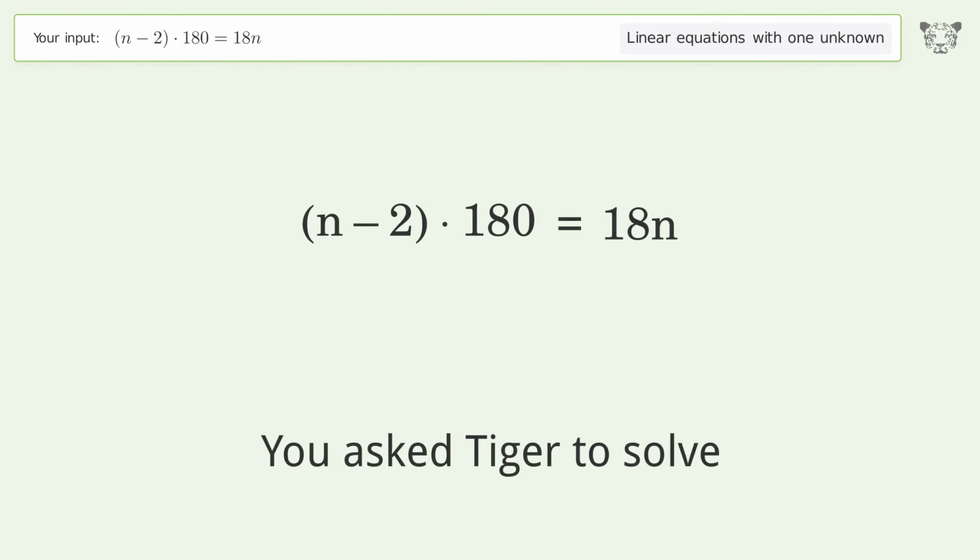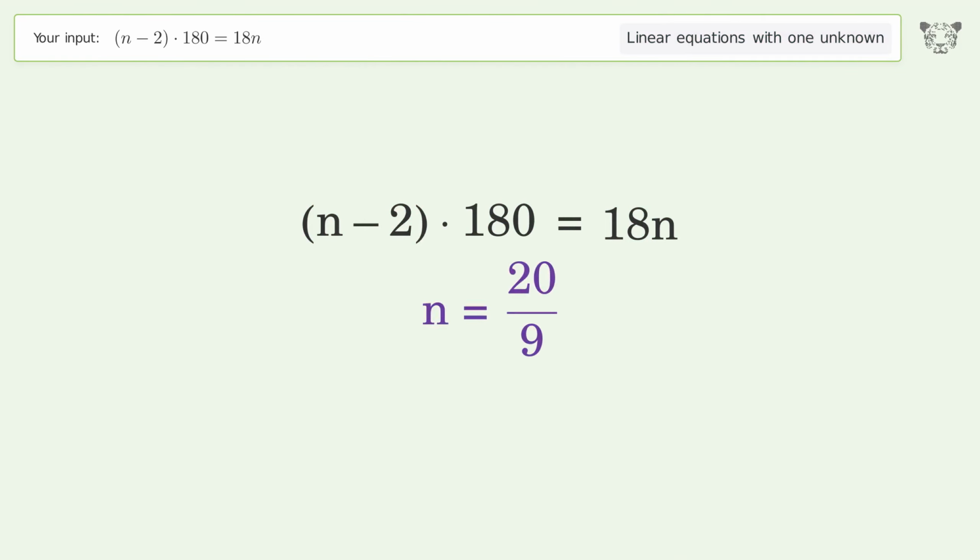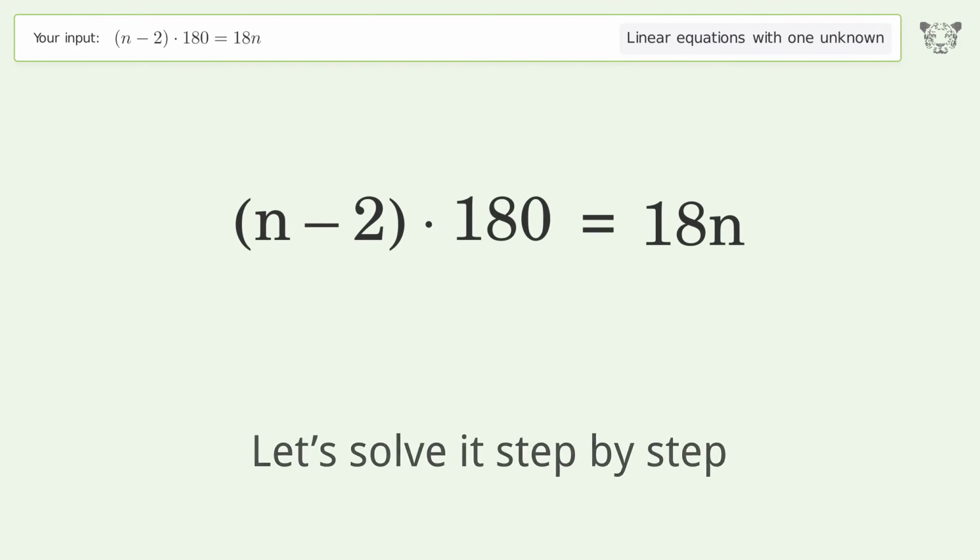You asked Tiger to solve this. This deals with linear equations with one unknown. The final result is n equals 20/9. Let's solve it step by step.